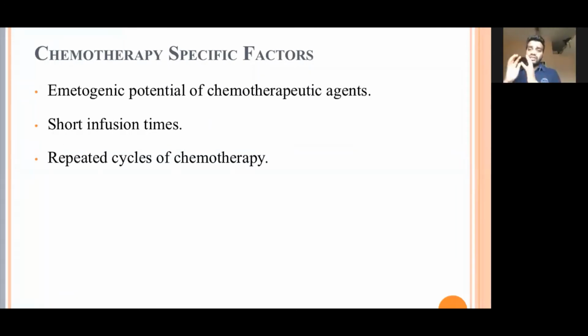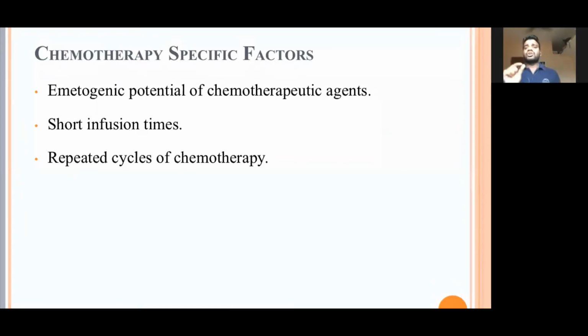Now coming to the chemotherapy-specific factor, that is, the drugs that you are using. Here we use the word emetogenicity. Emetogenicity is a word we use for the ability of chemotherapy to induce nausea and vomiting. If it is highly emetogenic, it has a high tendency to cause vomiting. If it is less emetogenic, it has less ability to cause nausea and vomiting. So the emetogenic potential of a chemotherapy agent is a very important factor to estimate to what extent the patient may experience nausea and vomiting.